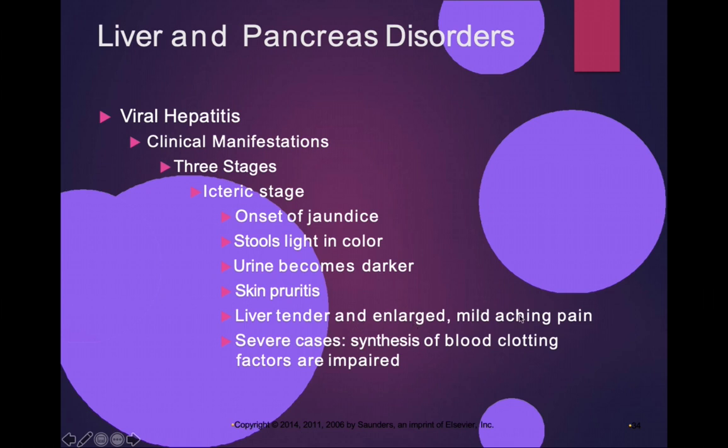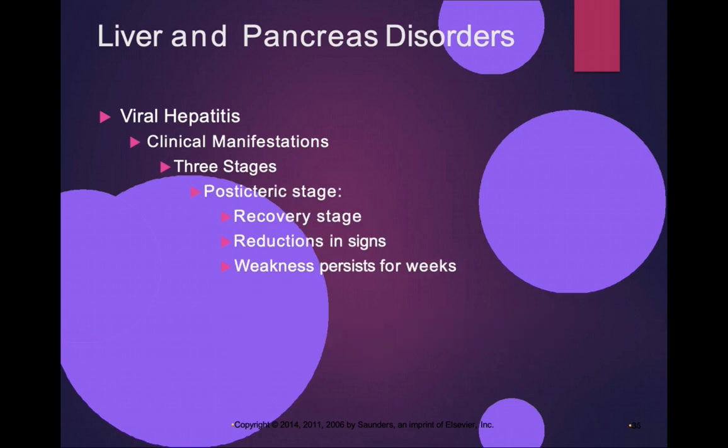There's mild aching. And in severe cases, the synthesis of blood clotting factors is impaired, so they can hemorrhage. There could be bleeding that takes place. This is a major problem with hepatitis. Remember, one of the functions of the liver is making those clotting factors, vitamin K, prothrombin. The liver is very important for those. And then the post-icteric stage is the recovery stage, where we're hoping to see the reduction in signs. There is usually weakness that can persist for weeks.